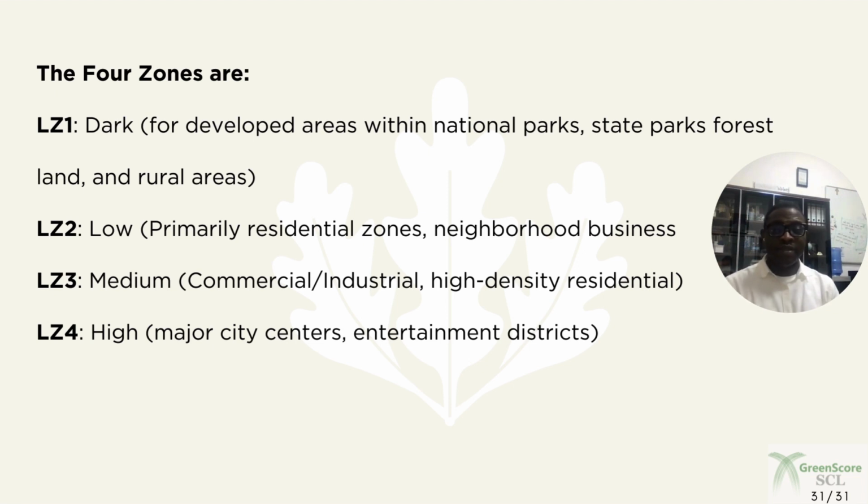Light zone one is dark. This is for developed areas within national parks, state parks, forest land, and also rural areas. Zone 2, which is low, not totally dark, is majorly residential zones, neighborhood business, and all that. Now we have zone 3, the medium, which addresses commercial and industrial areas and high density residential areas. And finally, zone 4, the high zone, features the major city centers and entertainment districts. Now, pay attention to these four zones. Don't forget the reference standards and method. You need to be familiar with it.